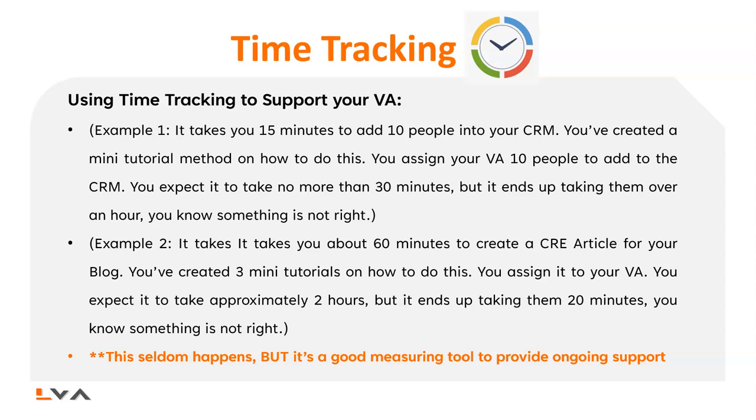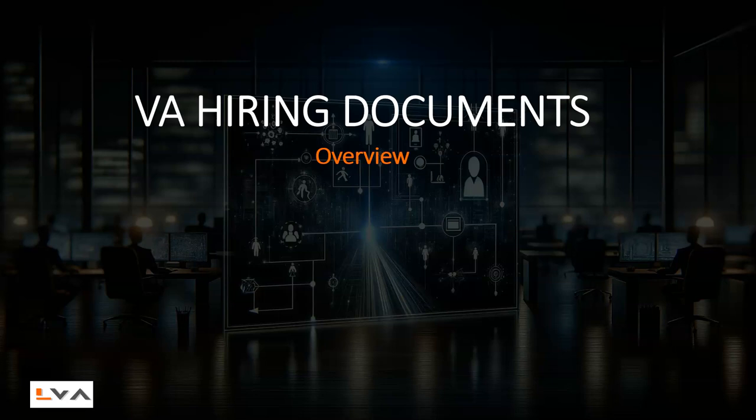Or example 2, it takes you about 60 minutes to create a commercial real estate article for your blog. You've created 3 tutorials on how to do it. You assign it to your VA. You expect it to take maybe 2 hours. Ends up taking them only 20 minutes. Yeah, you know something's not right. Now, this seldom happens, but it's a great measuring tool to provide ongoing support for your VA.